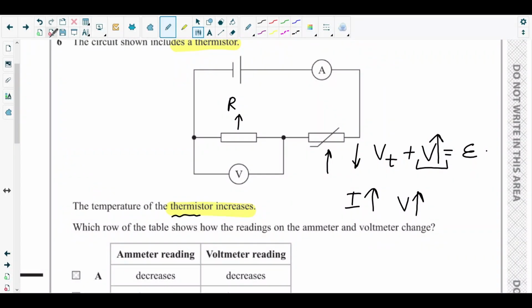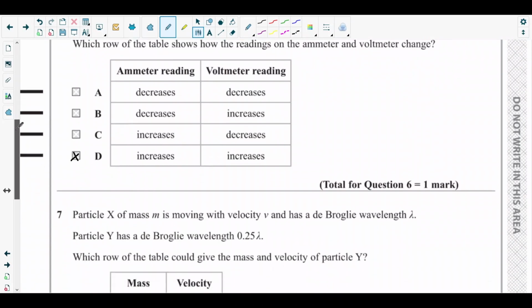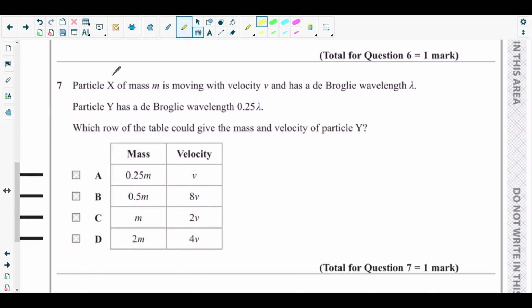Okay, next is question number 7, multiple choice question number 7 of the paper. The question says particle X of mass m is moving with velocity v and has a de Broglie wavelength lambda. Particle Y has a de Broglie wavelength 0.25 lambda. Which row of the table could give the mass and velocity of the particle Y? The particle X has mass m and velocity v. So lambda equals h over mv, right? This is for particle X.